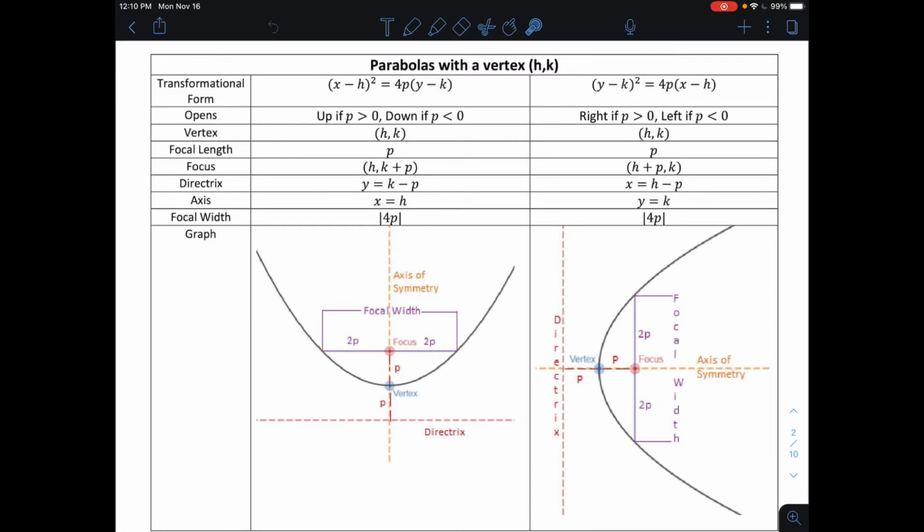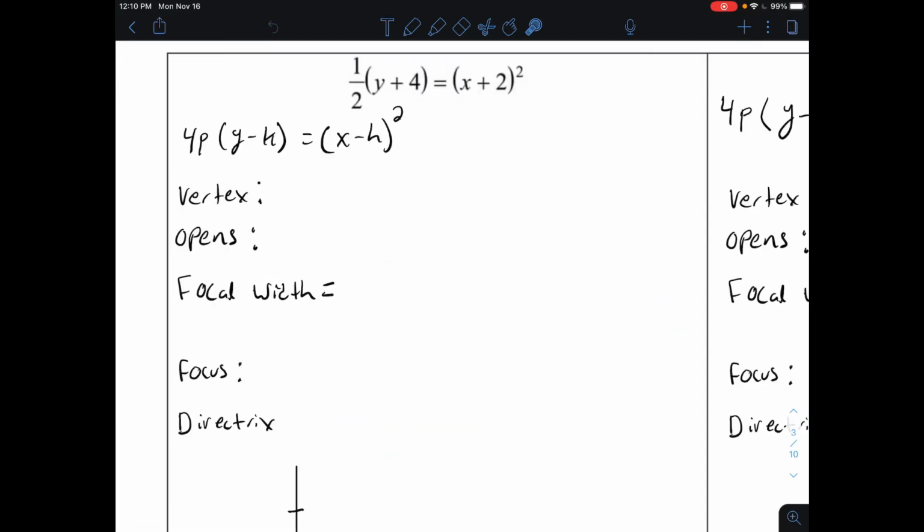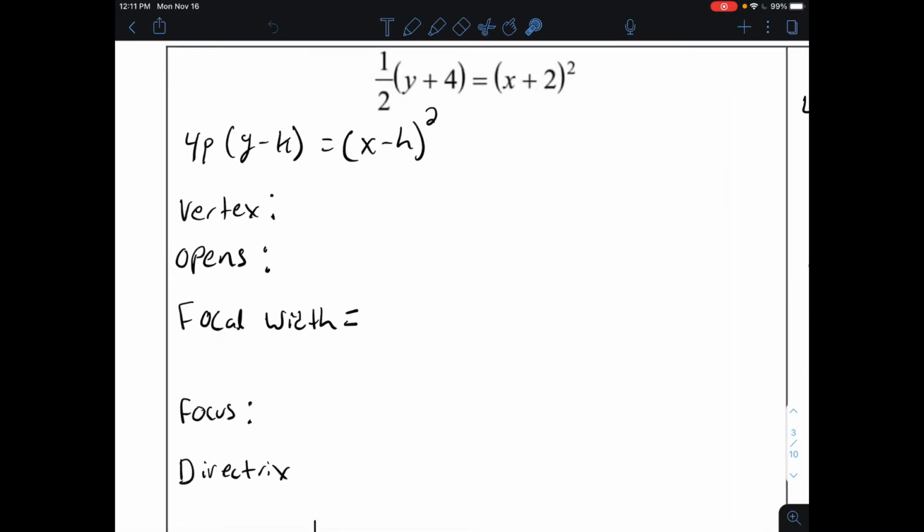All right, so we're going to do a couple of examples here where we're given the equation of a parabola in this transformational form. We want to analyze it in terms of what it would look like geometrically, and then we want to graph it. Here I'm given the equation 1/2 (y + 4) = (x + 2)². I'm looking at this in the general form. I have x being squared, and the number in front of the non-squared factor is positive, so this parabola is going to open up.